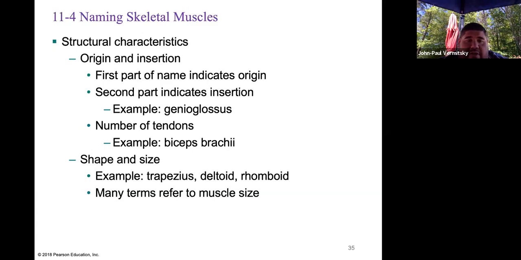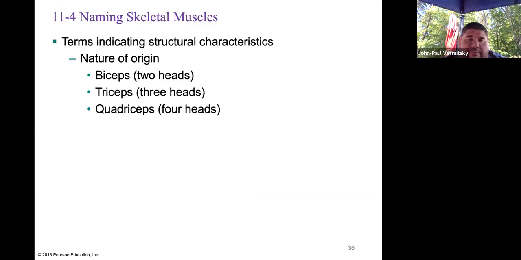You can also have the number of the tendons that are present. So for example, the biceps brachii is going to indicate attachment points at two places, biceps. Also, the name might indicate a shape, such as trapezius, deltoid, or rhomboid. Biceps refers to 2 heads, triceps is 3 heads, quadriceps is 4 heads.